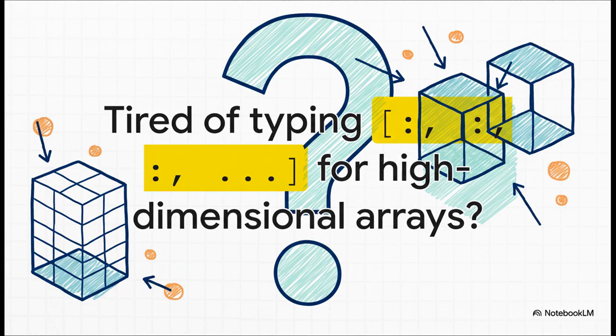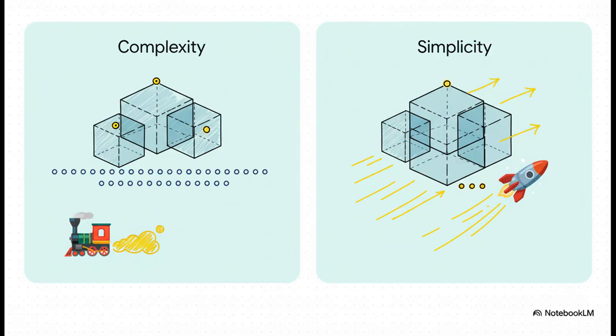Come on, you've been there, right? Does this look familiar? You're trying to slice some crazy 4 or 5-dimensional array, and you find yourself just typing colon, comma, colon, just to say and all the rest of the axes. Well, there is a much, much better way. Meet the ellipsis. It's just 3 little dots.